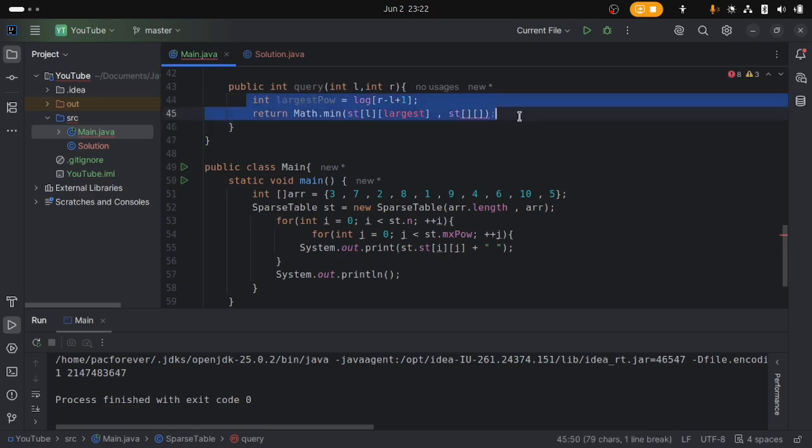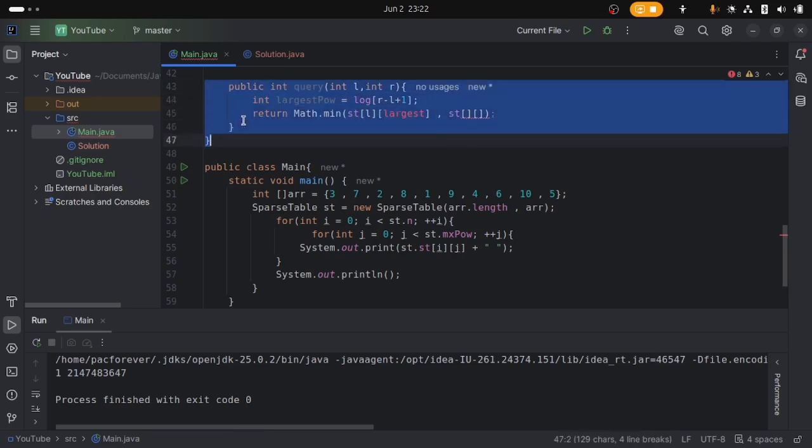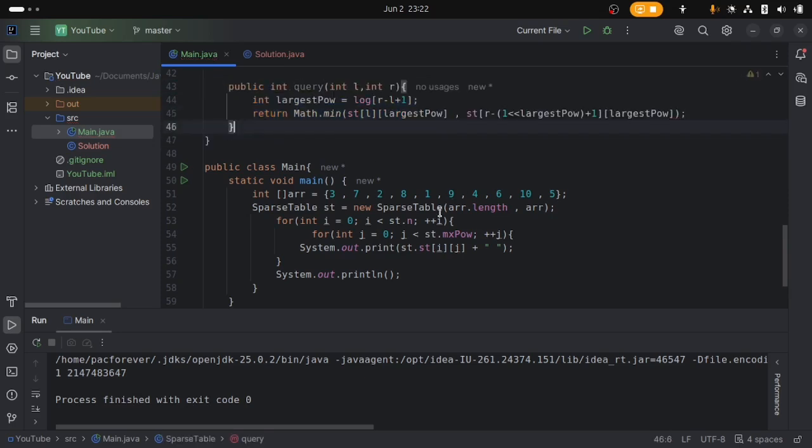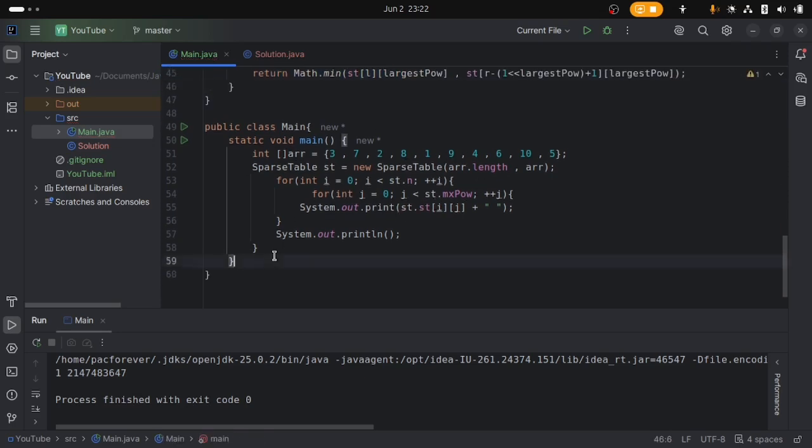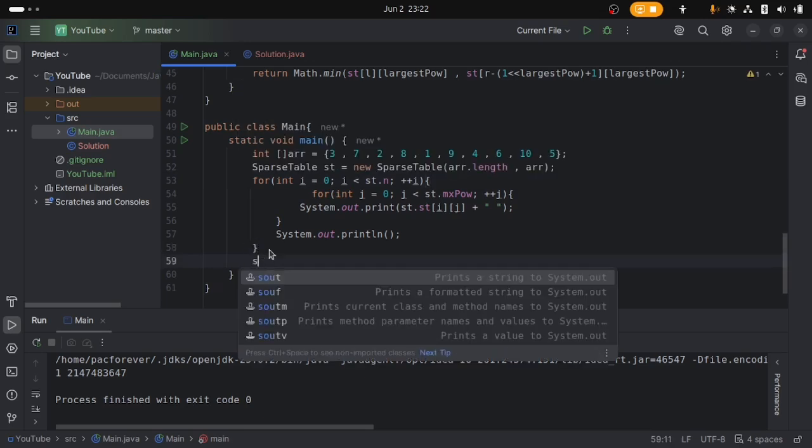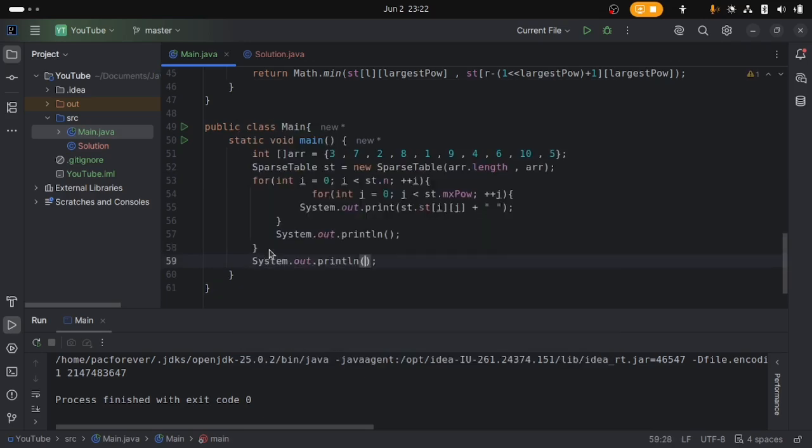Okay, let me write this. Let's check this output again. Now this time I will print the query also, as system out st.query, from 8 to 9. Is the length 0, 1, 2, 3, 4, 5, 6, 7, 8, 9?